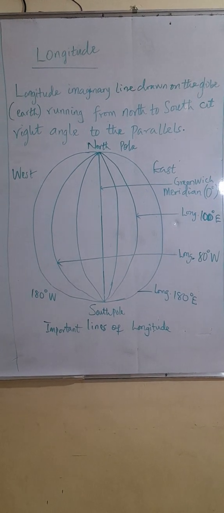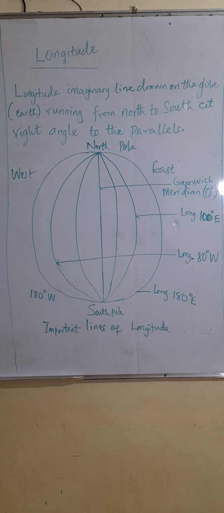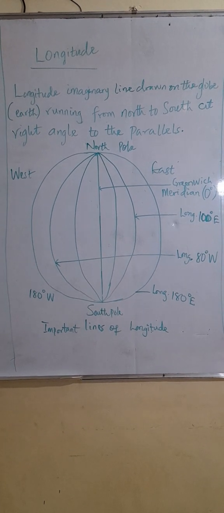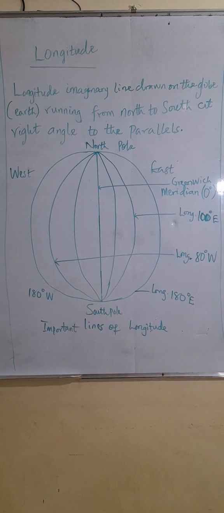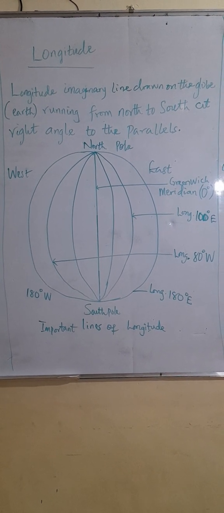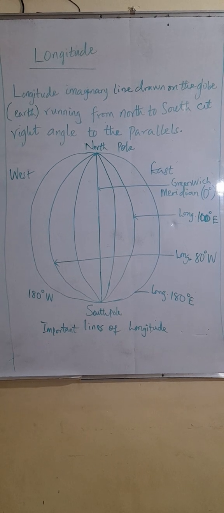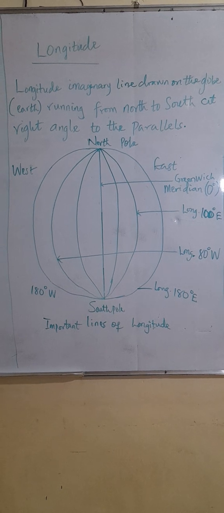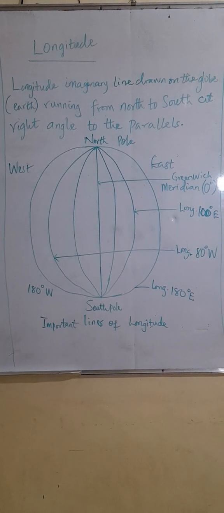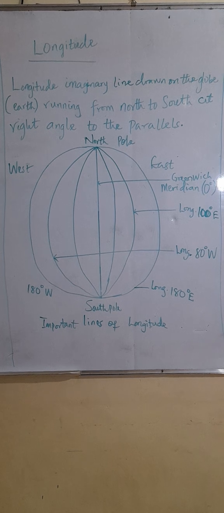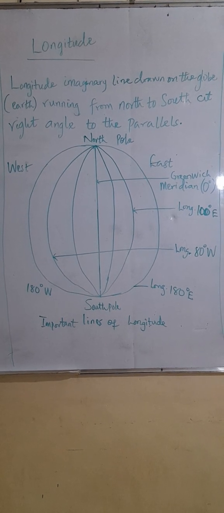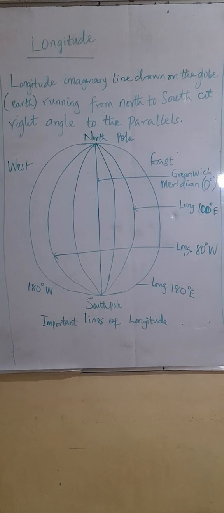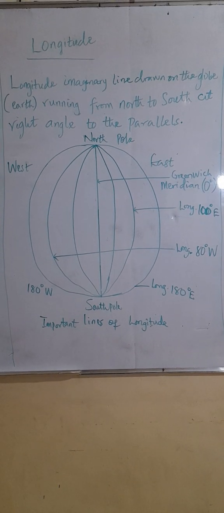Okay, now, what is longitude? Longitude is an imaginary line drawn on the globe, that means the earth, running from north to south at right angles to the parallels, that is the equator. The lines that run from north to south at right angles to the equator are what we call longitude. With the diagram you can see that those lines run from north to south.